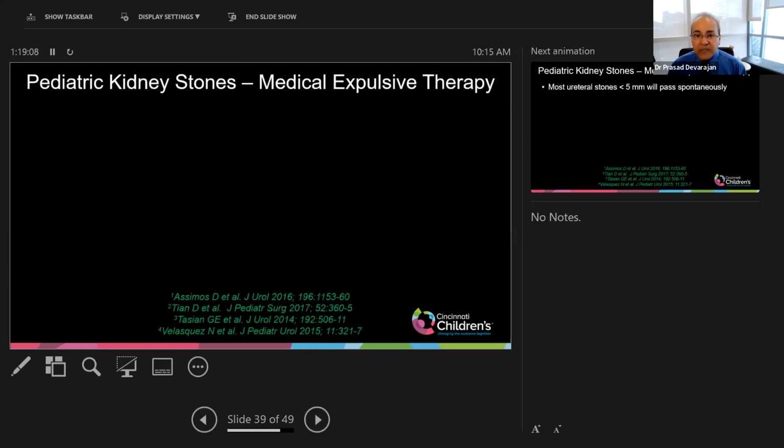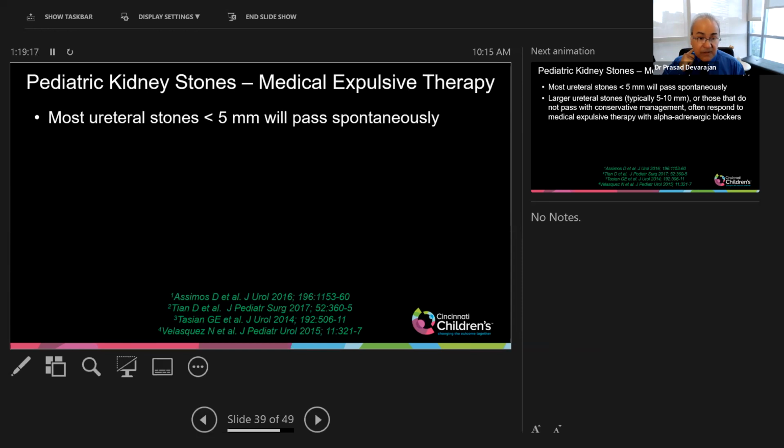There is now very good evidence for medical expulsive therapy in children. So most ureteral stones, if the stone is already in the ureter, especially the distal half, and if it's less than 5 millimeters, we can be pretty confident that it will pass spontaneously. And that patient just needs fluids, hydration in the acute phase.